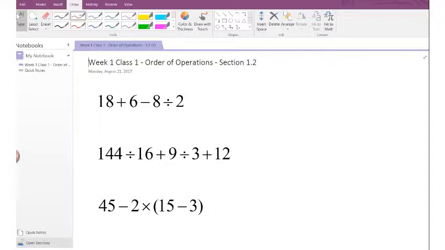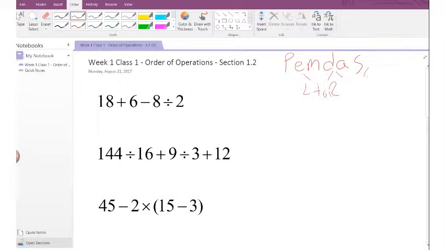So, remember, we are working with our order of operations, which is PEMDAS: parentheses, exponents, multiplication, division, addition, and subtraction. With multiplication and division, there's a way we break the tie between them. How do we know which one to do first? Yes, Devin. Left to right. So I'm going to write L to R. Left to right.